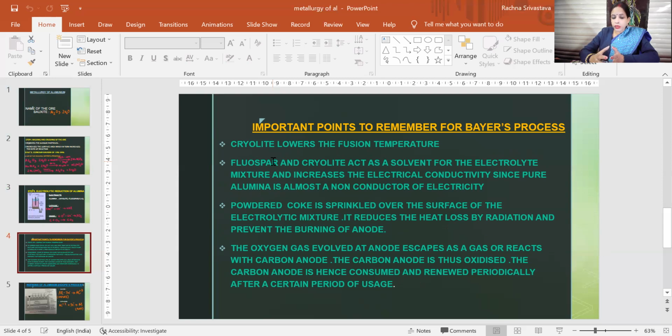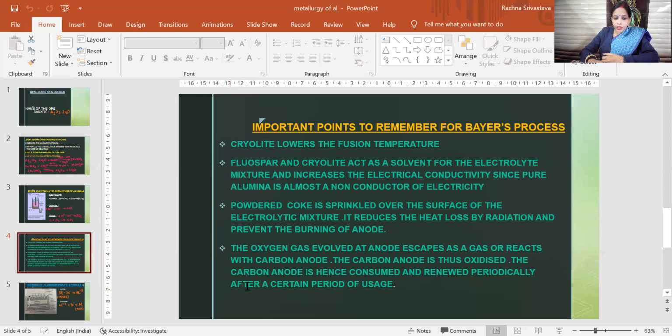And if a component is a non-conductor of electricity, then the process of electrolysis is difficult to carry out. Then the next is another reasoning part: powdered coke is sprinkled over the surface of the electrolytic mixture. Why? Two purposes. It reduces the heat loss by radiation, and the second is that it prevents the burning of the anode, because if oxygen remains in the electrolytic cell, it will burn the anode. So to avoid the burning of the anode, powdered coke is sprinkled over the surface of the electrolytic mixture.